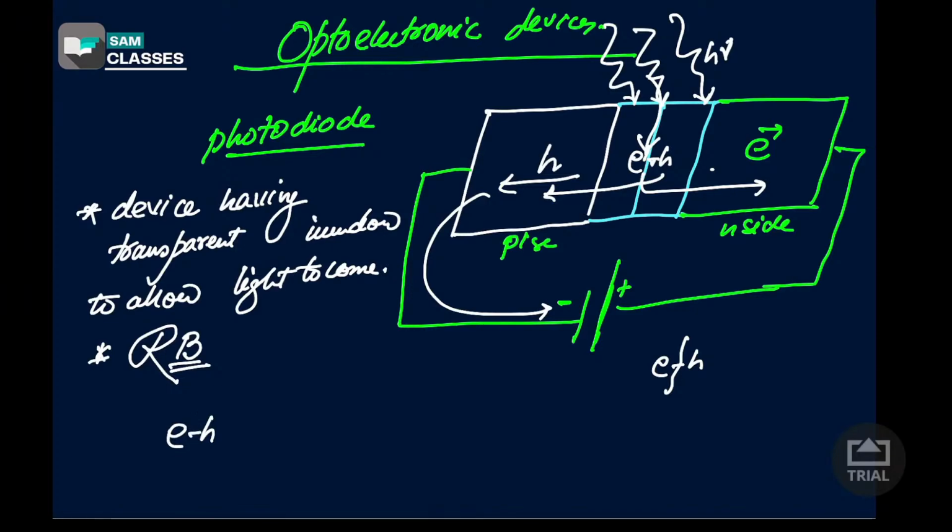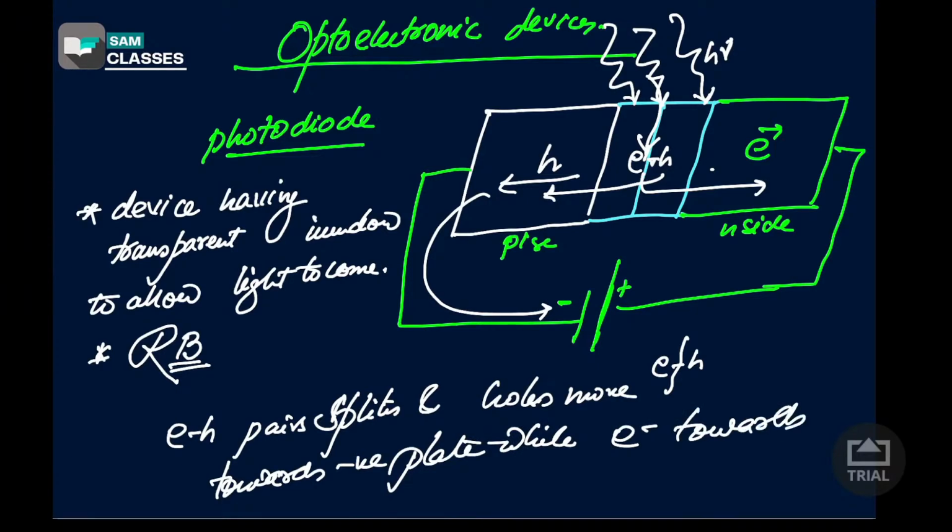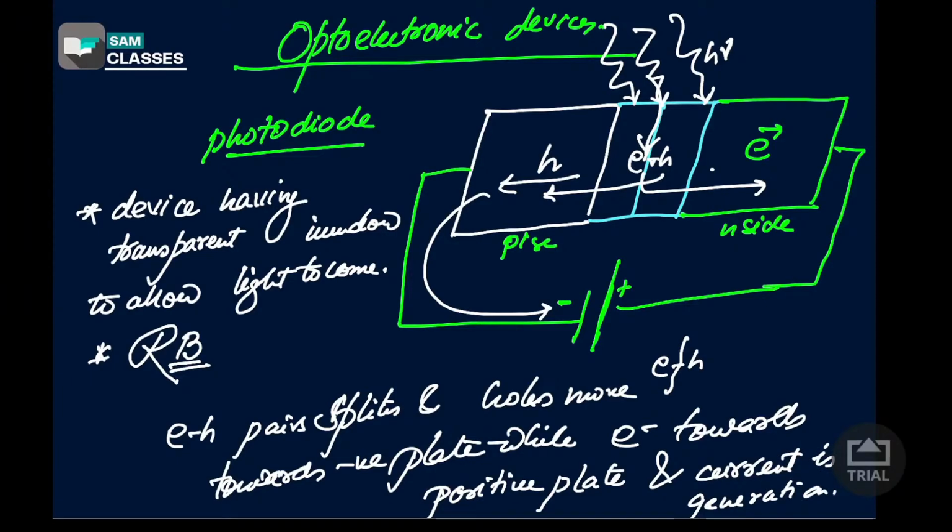So electron hole pair splits, and holes move towards the negative plate, while electrons move towards the positive plate. And current is generated. Can anybody tell me an example?